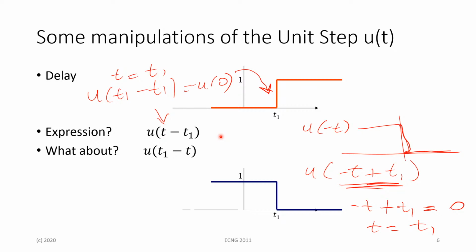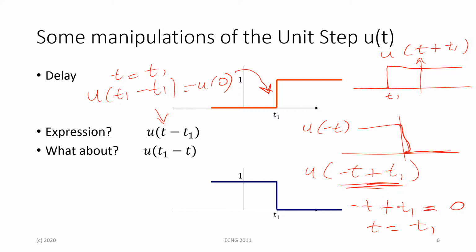So we knew that if we went u of t plus t1, this would have meant that t1 here would have been on the axis, or we would have gone this way, because from our previous lecture, once we had a positive shift being t plus t1, it would shift to the left.